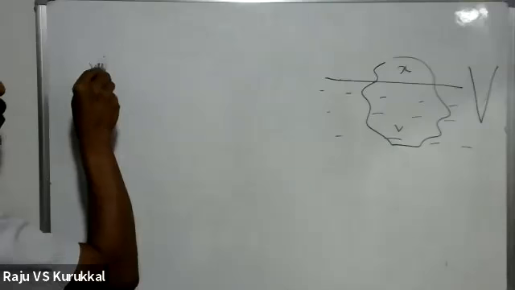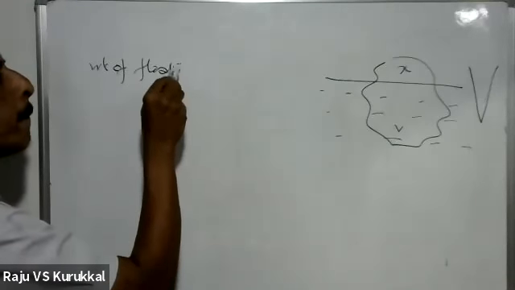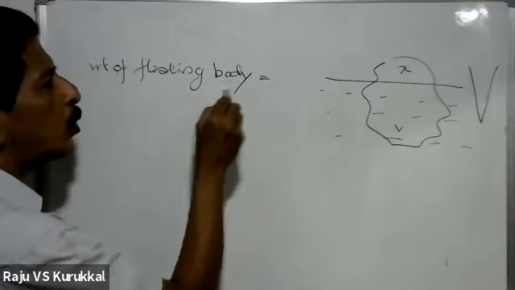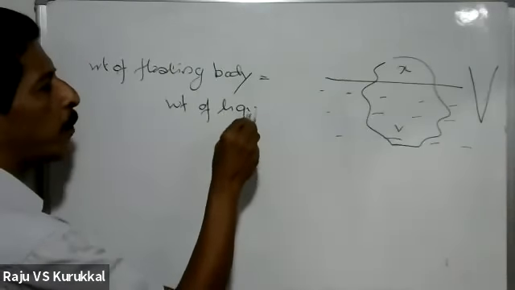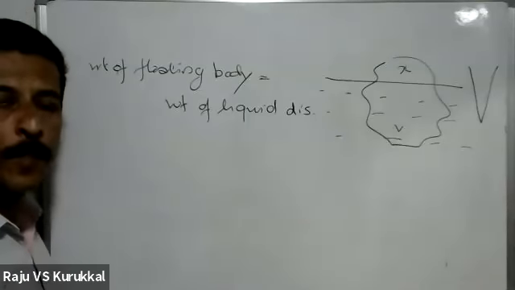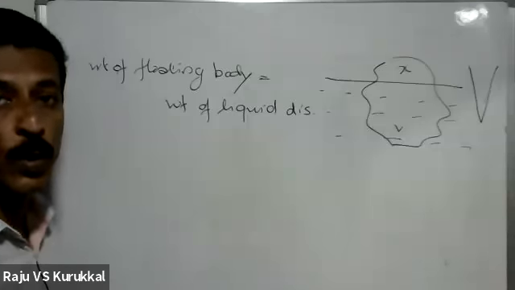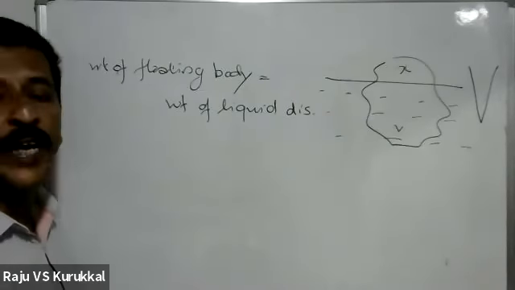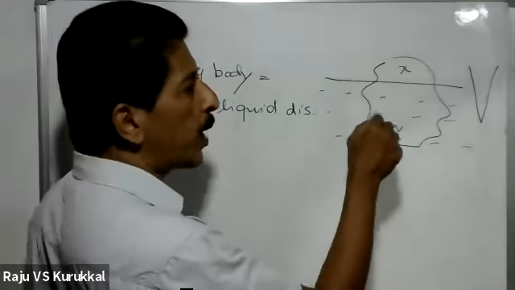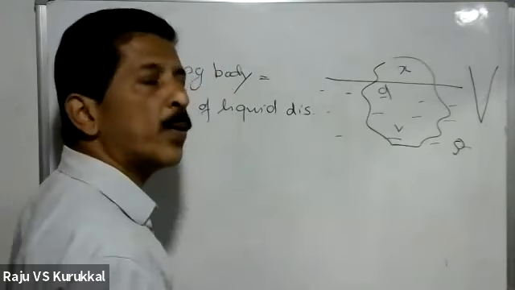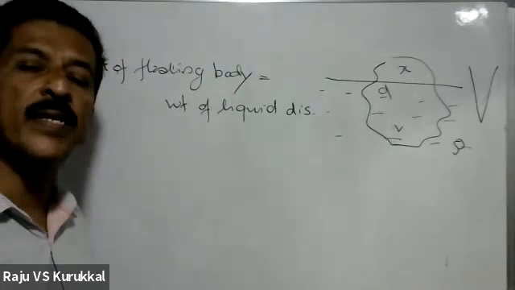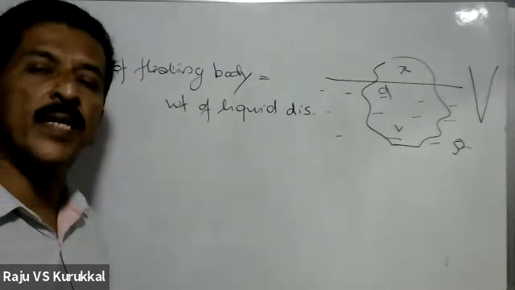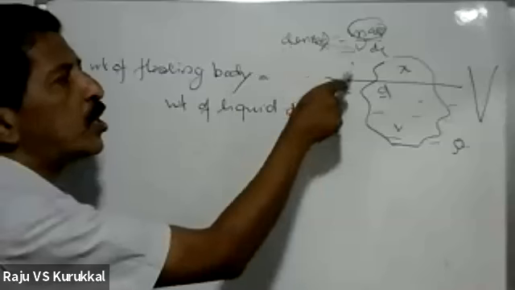Then what is the principle? Laws of flotation. Weight of floating body equal to weight of liquid displaced. ഇത് അറിഞ്ഞാൽ മാത്രമേ ചെയ്യാൻ പറ്റൂ. എപ്പോഴും സോളിഡ് ബോഡി ഉണ്ടെങ്കിൽ അതിന്റെ ഡെൻസിറ്റി d എന്നും ലിക്വിഡ് ആണെങ്കിൽ റോ എന്നും. ലിക്വിഡിന്റെ ഡെൻസിറ്റി.